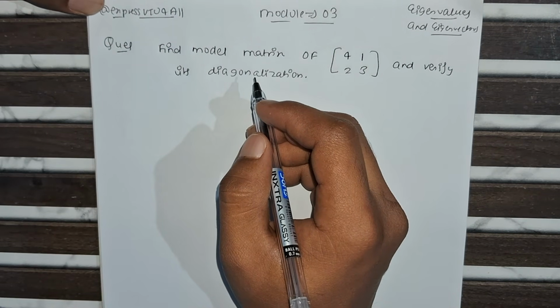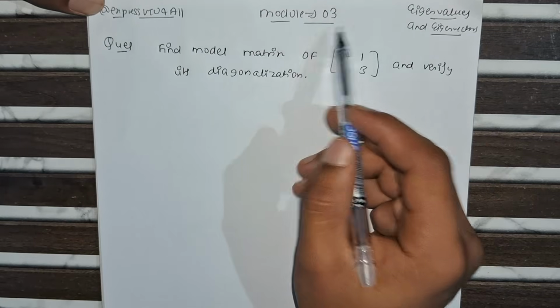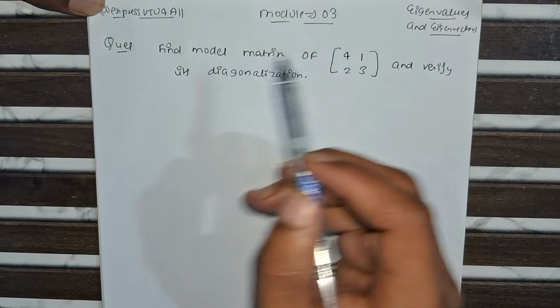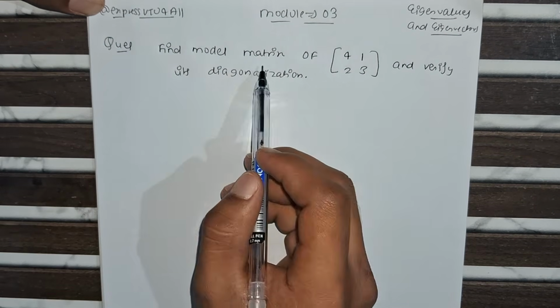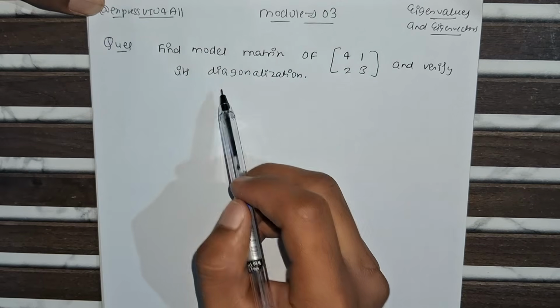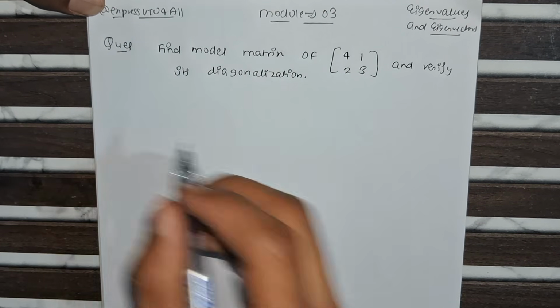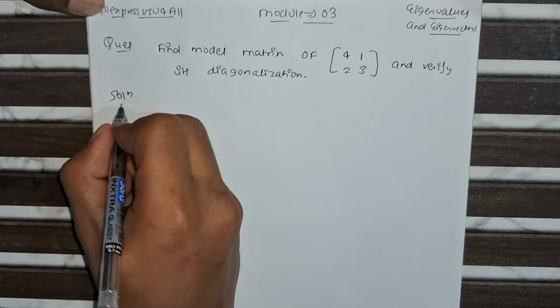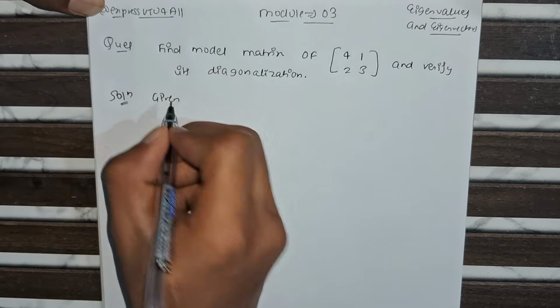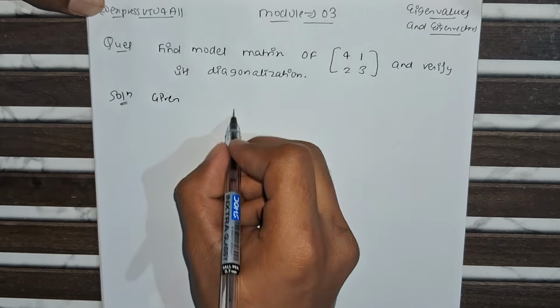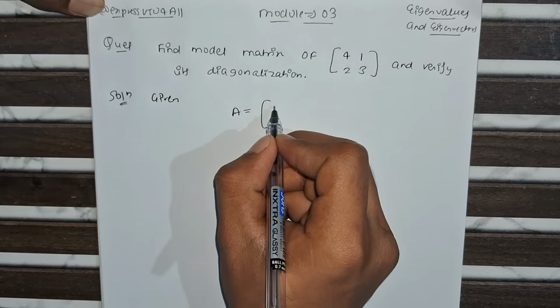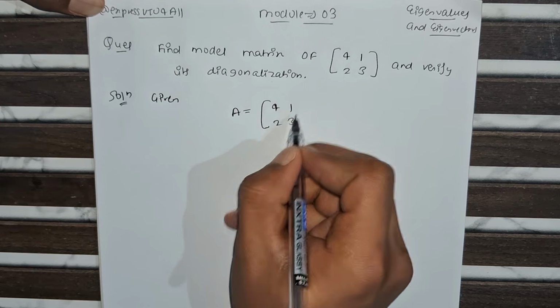In this video, we are going to solve a very important problem from Module 3, Eigenvalues and Eigenvectors. So the question is, find the modal matrix of [4, 1; 2, 3] and verify its diagonalization. First we write what is given in this question. This is the solution and given. We can consider this matrix as A. So A equals [4, 1; 2, 3].